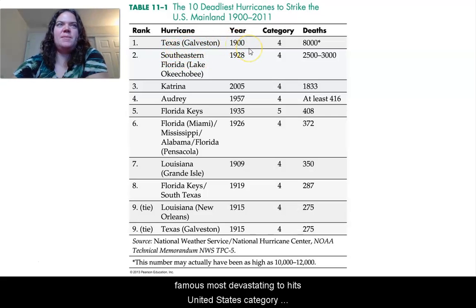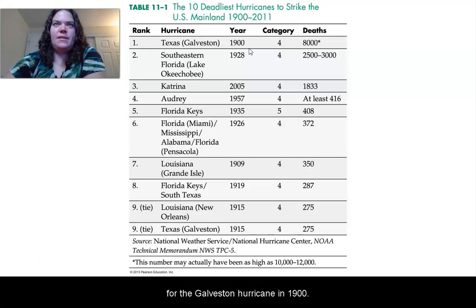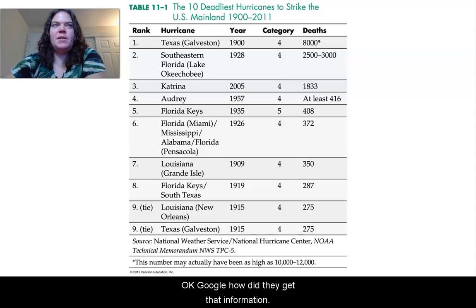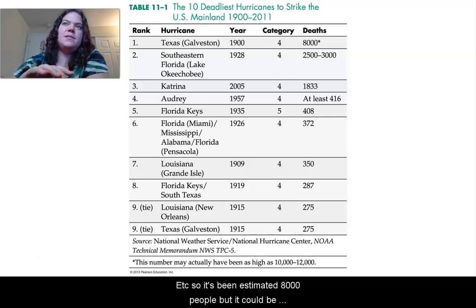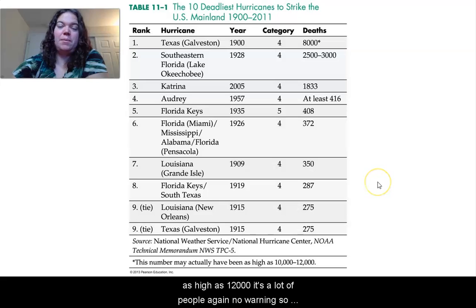The most famous, most devastating to hit the United States was the Category 4 Galveston hurricane in 1900. You're like, okay, how did they get that information? These are estimated from journals, newspaper articles, etc. So it's been estimated 8,000 people, but it could be as high as 12,000. It's a lot of people. Again, no warning, so they didn't have a chance.